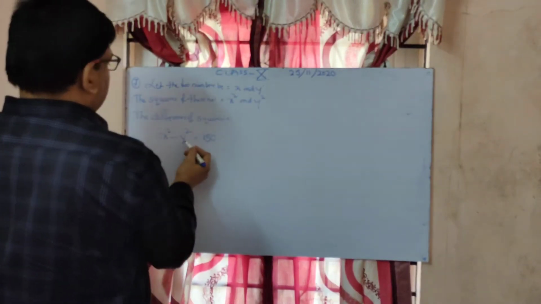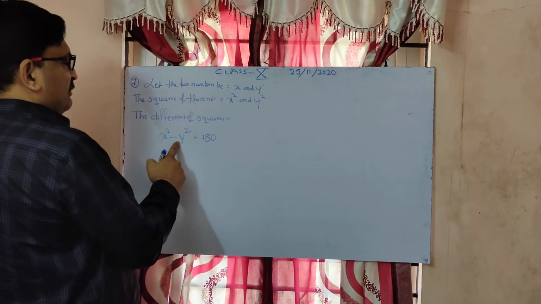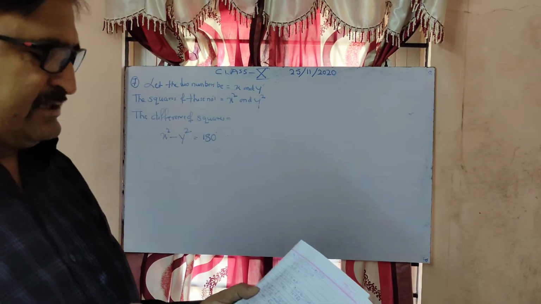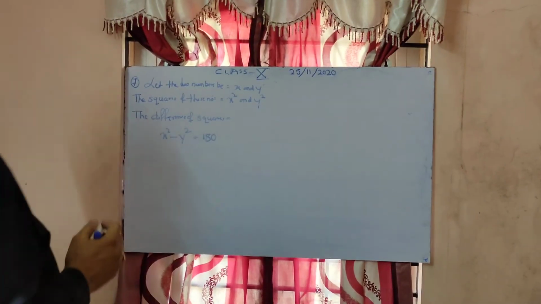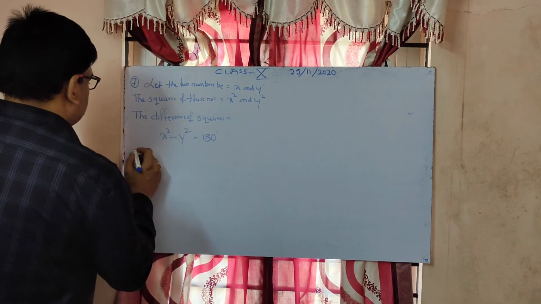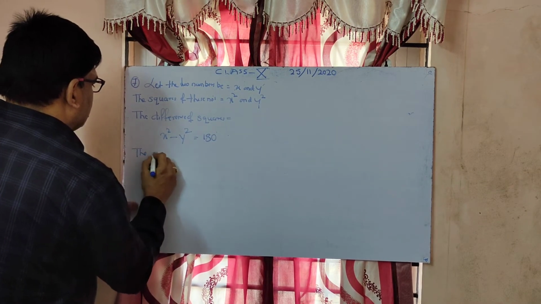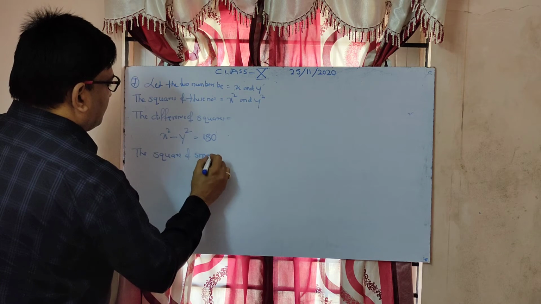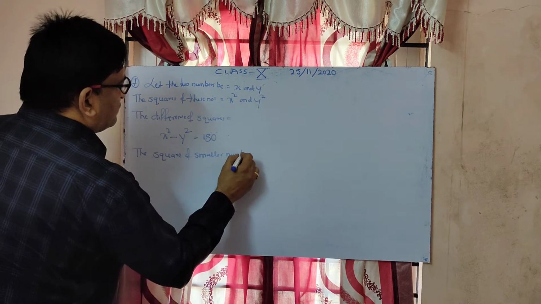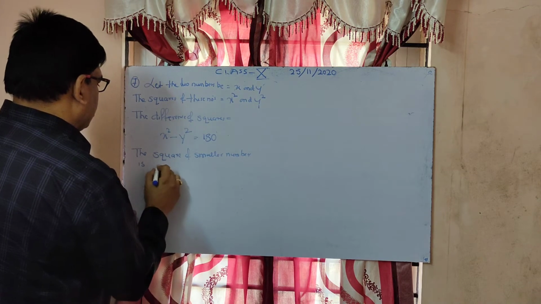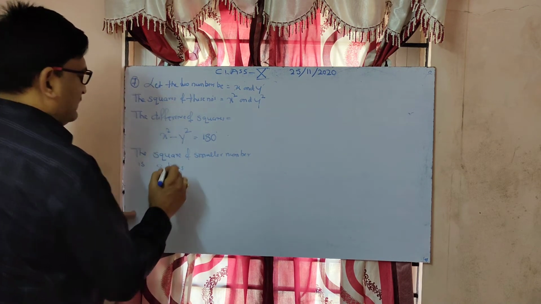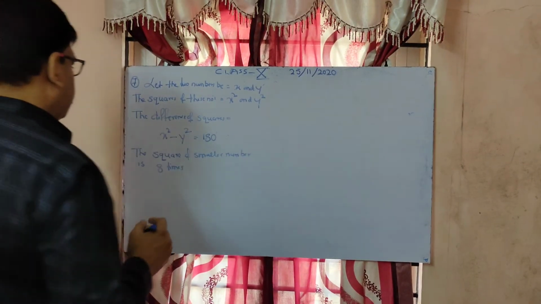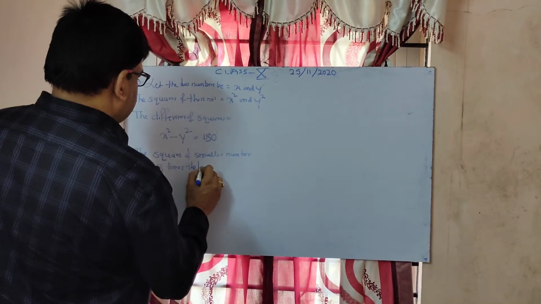So x square minus y square means the bigger number will be x square and the smaller number will be y square. The square of the smaller number is 8 times the larger number.